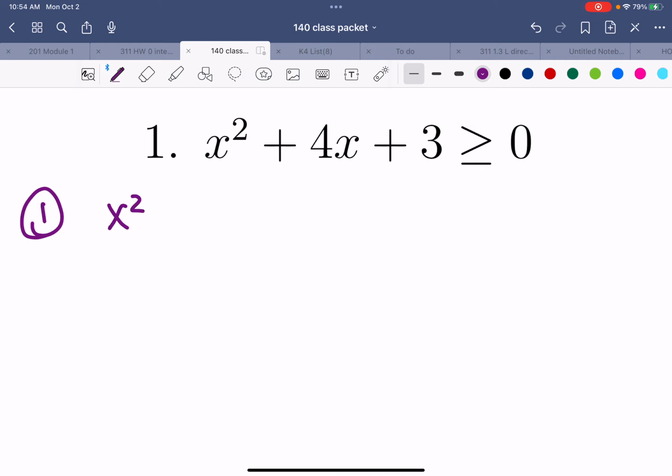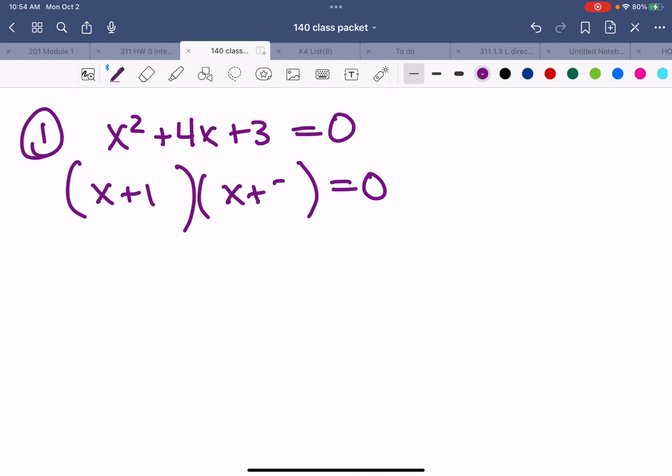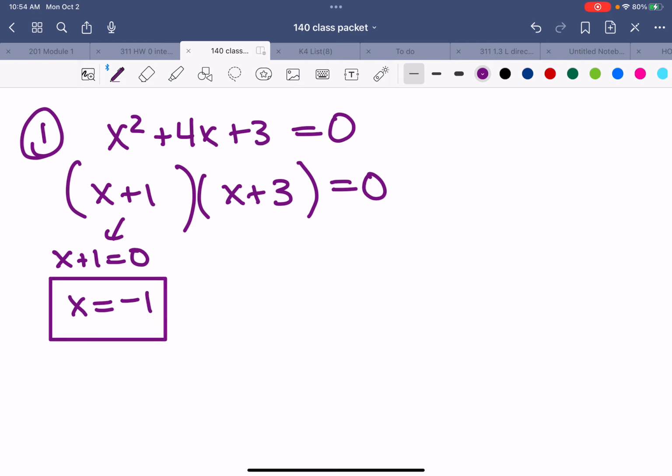So x squared plus 4x plus 3 equals 0. When we solve a quadratic equation, we're going to try to factor, and this one does factor nicely. Two numbers that multiply to 3 but add to 4 would be x plus 1 and x plus 3. Then we set each of those two pieces equal to 0. So x plus 1 equals 0 means that I get x equals -1. And x plus 3 equals 0, when I subtract the 3 to the other side, means I get a -3.